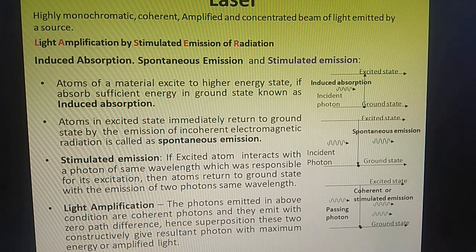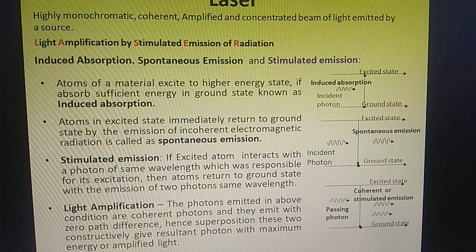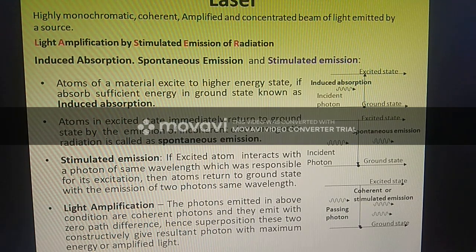In lasing materials also, what happens? By the application of light or any energy, electrons in the ground state go to the excited state of the lasing material. Then the electron will not stay for a long time there. Immediately it comes back spontaneously to its original ground state. This process is called spontaneous emission. Emission means it emits light. In the figure you are seeing, the first diagram is induced absorption.